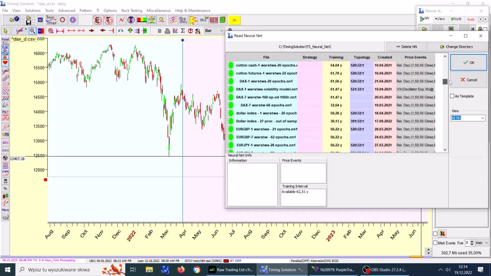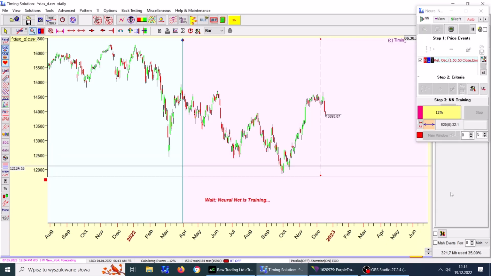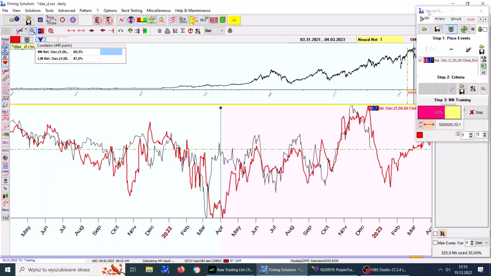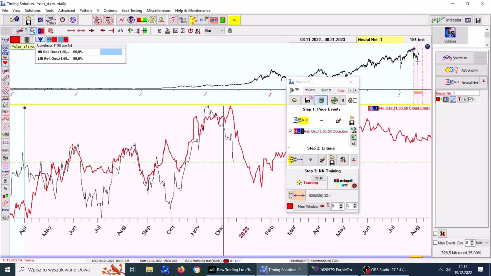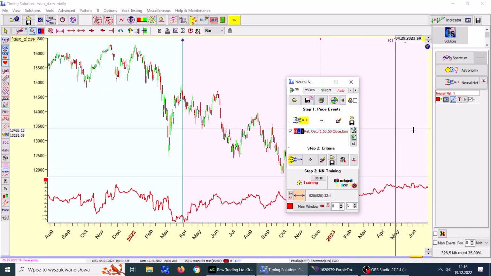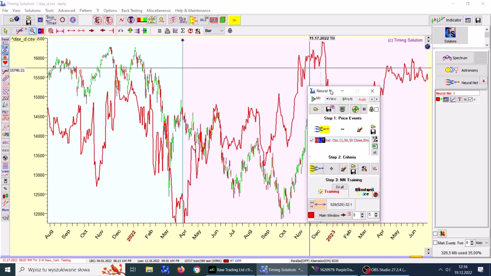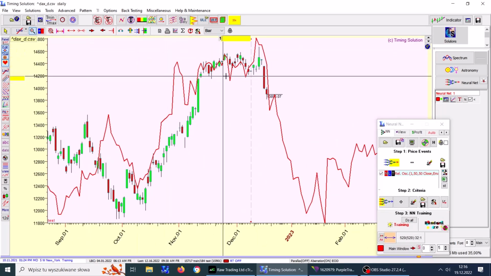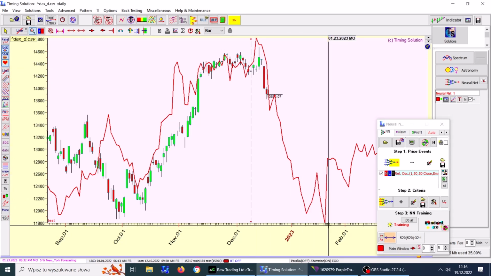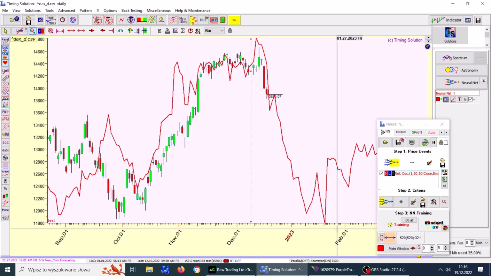We load one of the models that I have already calculated for DAX. Now the neural network optimizes the model on historical data. When the neural network has finished training, we can check the correlation of the forecast with the actual data. For the range of hidden data, the model correlation is 66%, and this is an excellent result. Now I will move this graph to the main screen. The forecast indicates that we are now facing a downward period, which will last until the third week of January.